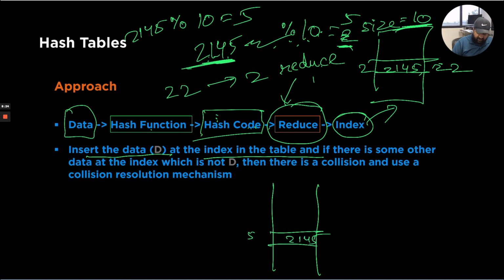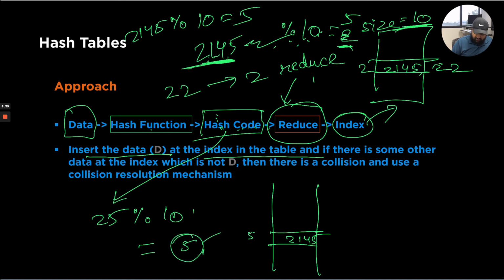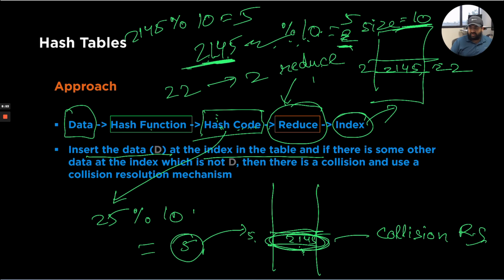Now if I have another value like 25, based on my hash code, which is 25, then 25 mod 10 will also yield the index 5. So I'm going to check if a value exists at index 5, and there is a value. In that case, we are going to adopt our collision resolution strategy, which we are going to define very soon.